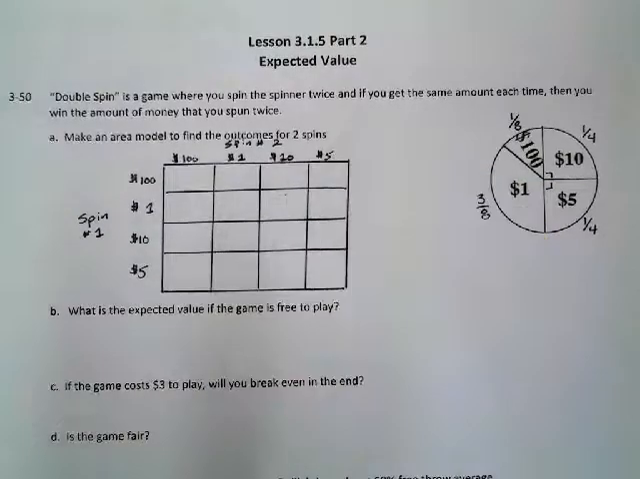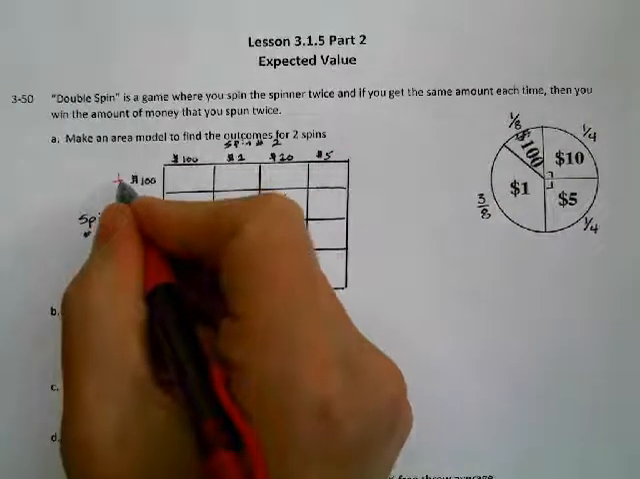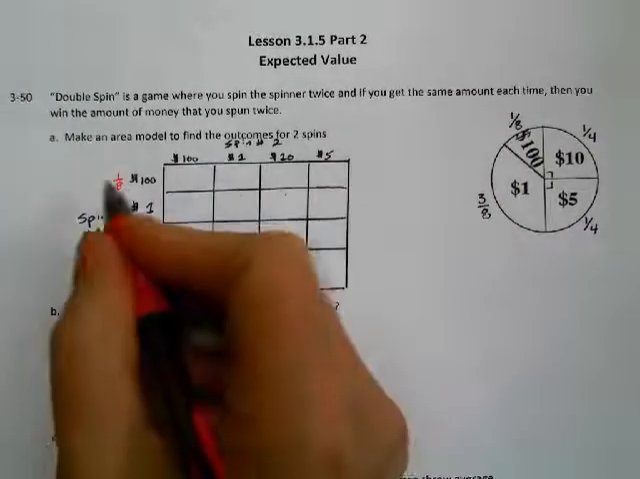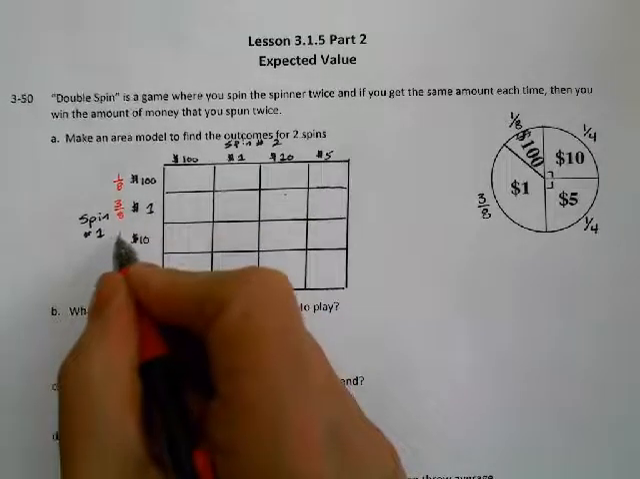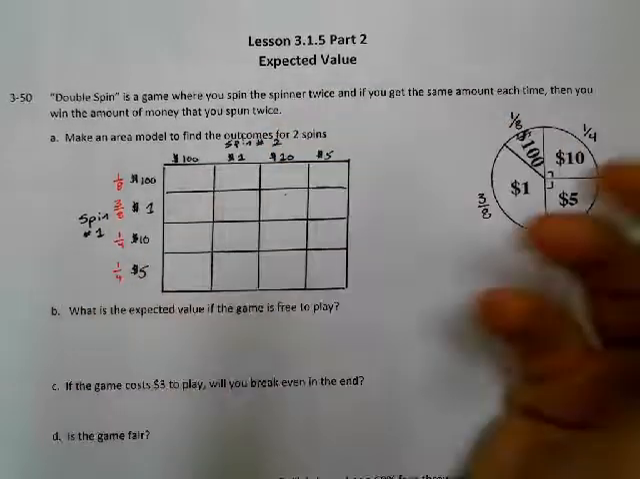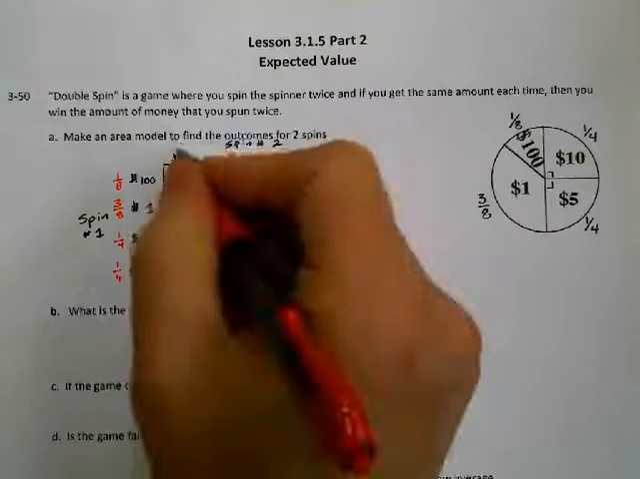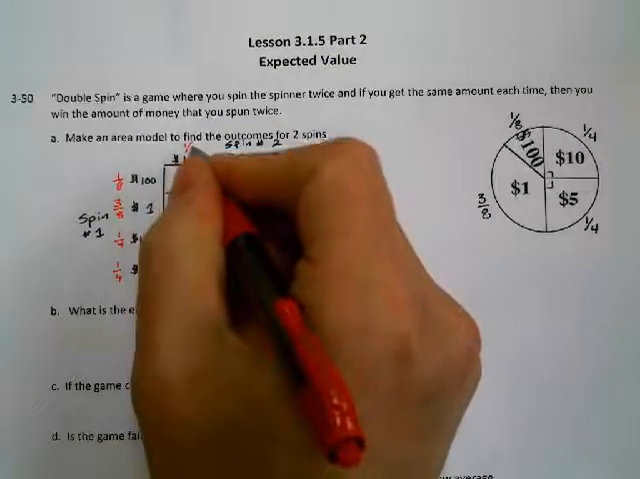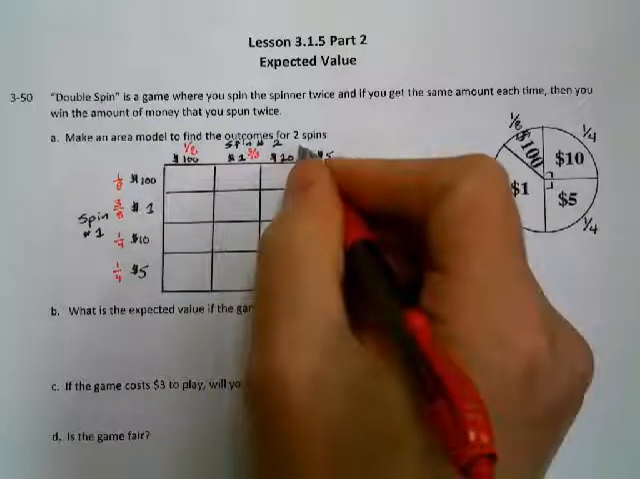Let's look at our probabilities for each of these. We said $100 was a 1/8 chance, $1 was a 3/8 chance, $10 was 1/4, and $5 was 1/4. Same thing for the second spin. The probabilities don't change on the second spin. This is going to be 1/8, 3/8, 1/4, and 1/4.